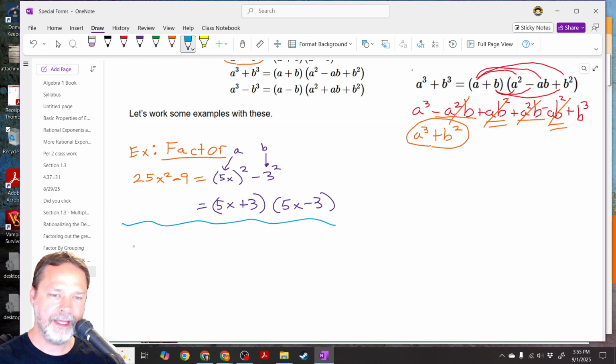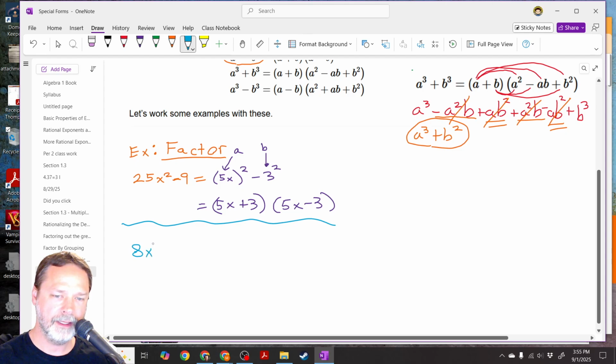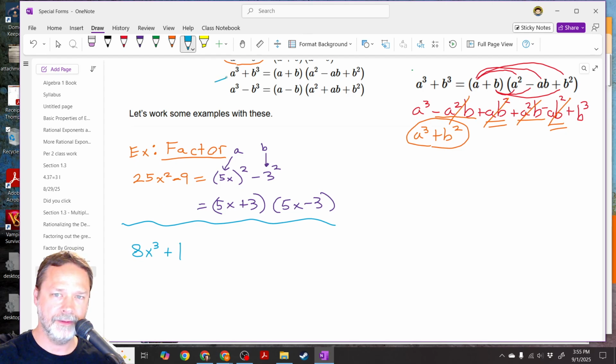Another example, 8x cubed plus 1. Okay, it's a big hint there. I've got something cubed plus 1. Another hint, two terms again, and I've got a cube in there, so I'm going to try to use this guy. Can I use that guy? Well, let's get it in that form, and I don't see why not. Looks like this is something cubed, and 1 is 1 cubed. Nice thing about 1. So what do we have? We have 2x cubed, because 2 cubed is 8, x cubed is x cubed, plus 1 cubed.